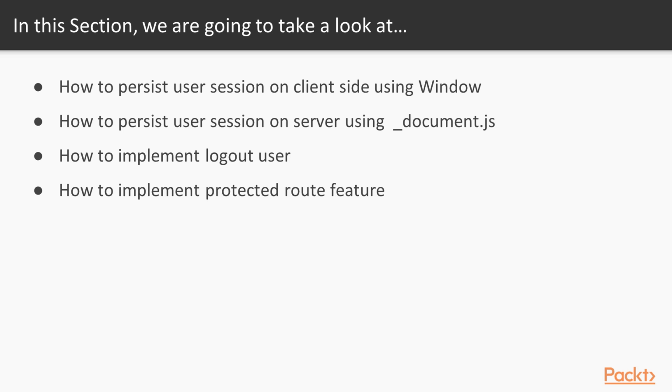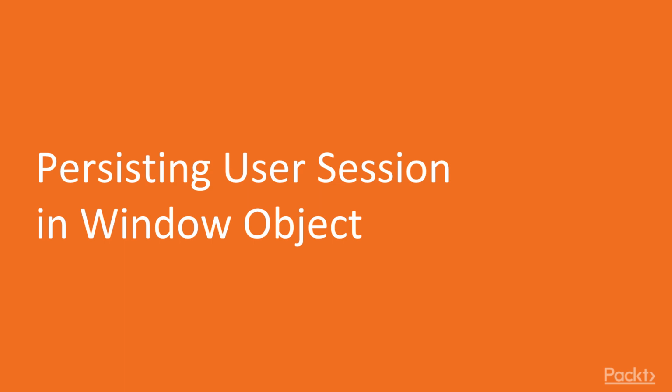Let's say the profile page is a protected route. Only an authenticated user can access the profile page. Let's talk about how to persist the user session in the window object.